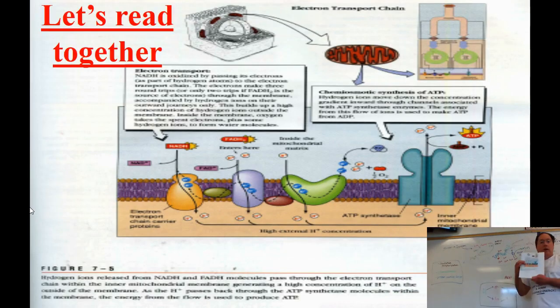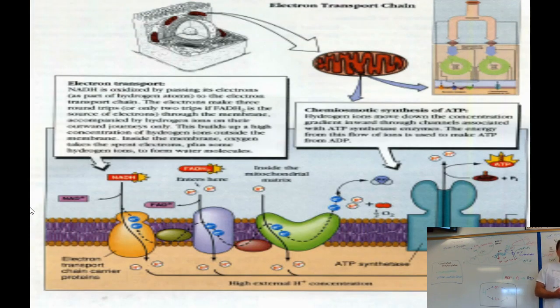Okay, well, let's simplify. So let's read at the bottom where it says figure 7-5. Hydrogen ions released from NADH and FADH molecules pass through the electron transport chain within the inner mitochondrial membrane, generating a high concentration of H plus on the outside of the membrane. As the H plus passes back through the ATP synthetase molecules within the membrane, the energy from the flow is used to produce ATP. I would have someone else read this in class, but let's keep going.